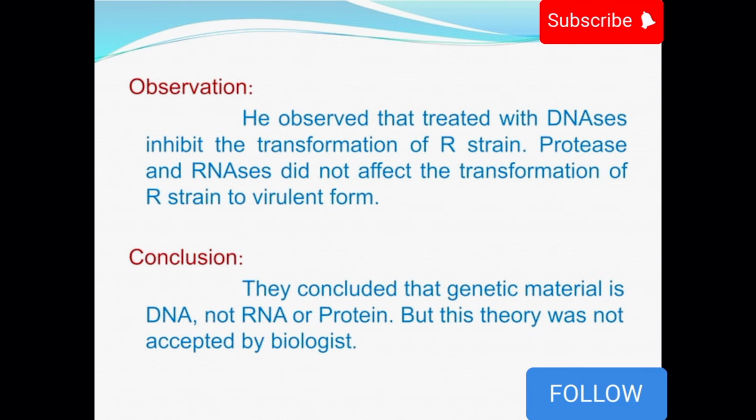In their observation, they observed that treatment with DNases inhibits the transformation of the R strain. When they used the proteases, the transforming principle still took place. When they used the RNases to digest all of the RNA, still the transforming principle was present. But when they applied the DNase enzyme, converting the DNA into pieces, then the transforming principle stopped. So proteases and RNases do not affect the transformation of the R strain to the virulent, pathogenic form. So they concluded that the genetic material is DNA, not RNA or protein. But this theory was not accepted by biologists.